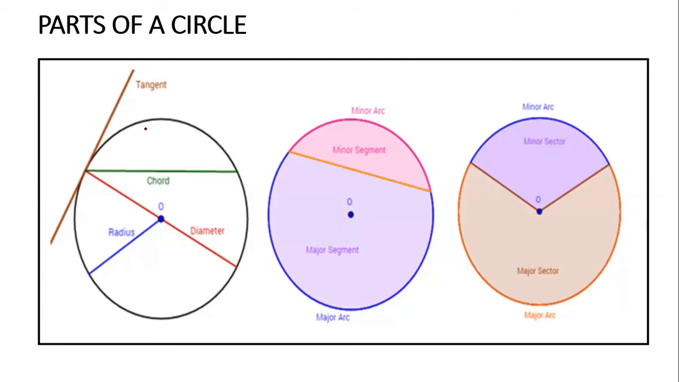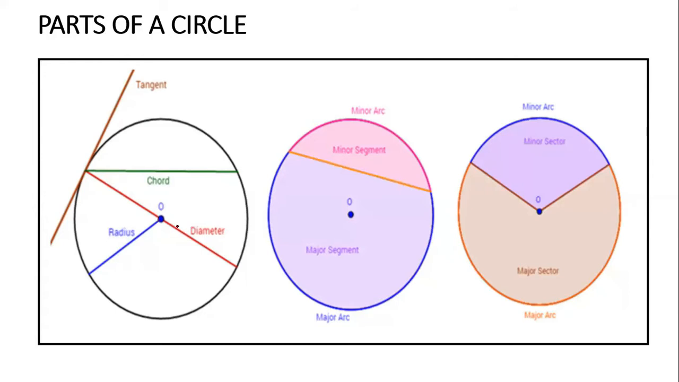A circle has got several parts. The first one is a diameter. A diameter is simply a line that passes through the center of the circle and divides the circle into two equal halves. Half a circle is known as a semicircle. Any other line that touches one point of the circle to the other is known as a chord.